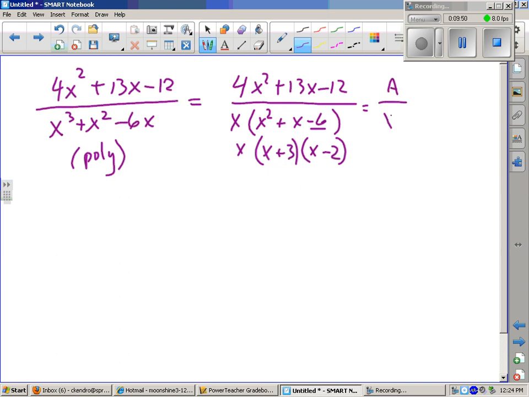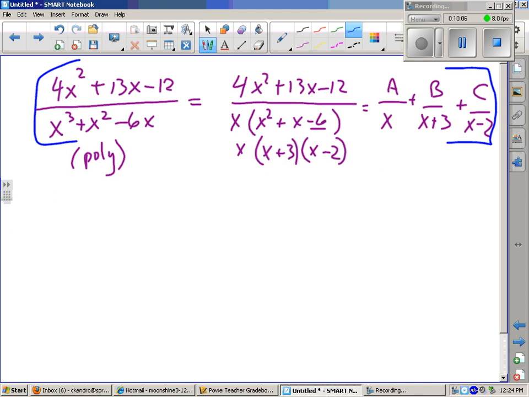So A over x, B over x plus 3, and C over x minus 2 is how we set it up. All right, so we're going to multiply the whole thing by x times x plus 3 times x minus 2. So remember, this is what that is. If I factor it out, well, we can go right here. So let's just do it here.